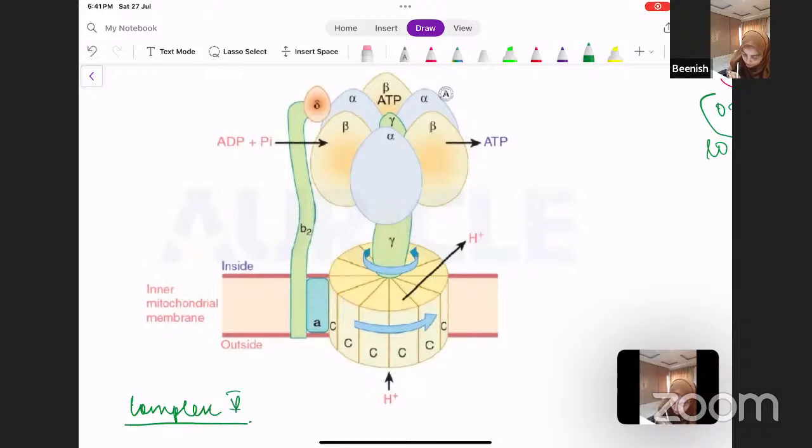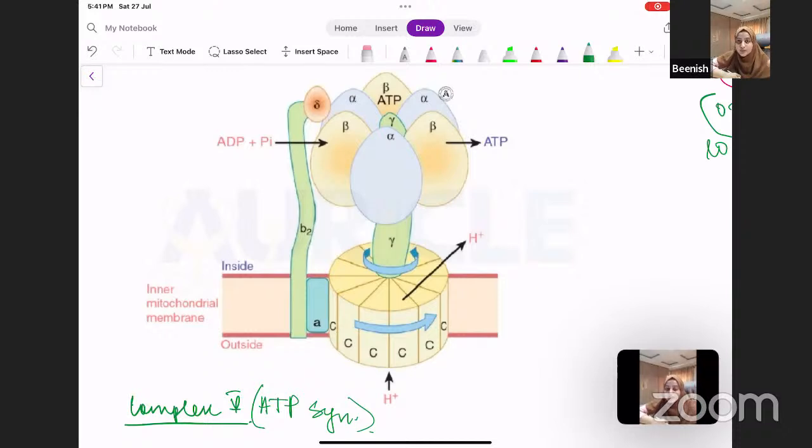Complex 5, also known as ATP synthase. This complex 5 is involved in ATP synthesis. The rest of the complexes that we've studied, from 1 to 4, were involved in electron flow. Now this one is involved in ATP synthesis. Okay, so I was talking about complex 5.